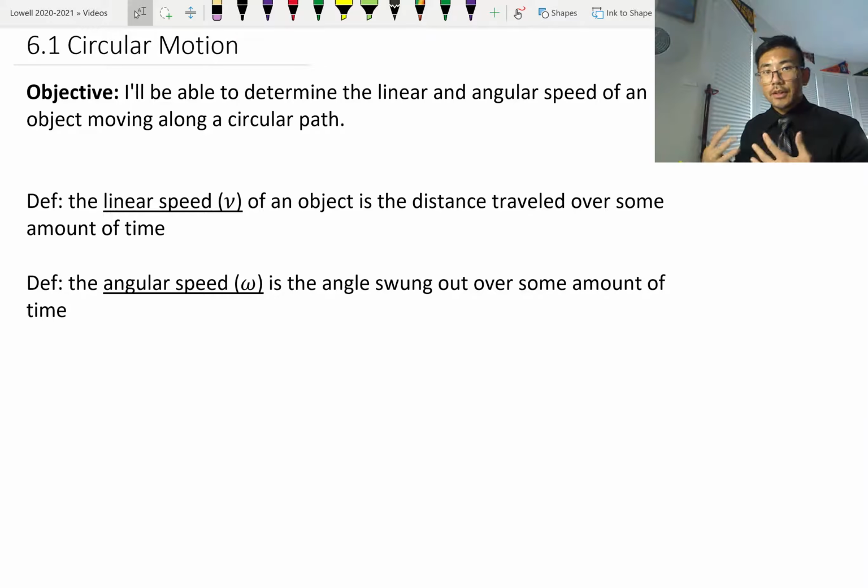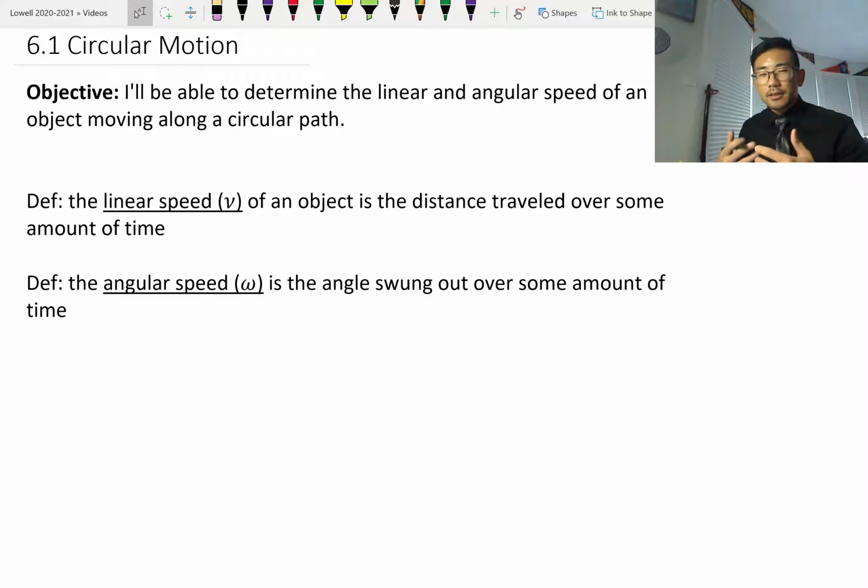Hello folks, in this video we're going to talk about how we can use what we know about arc length to determine what we call the linear and angular speed of something moving along a circular path. So just some definitions. Linear speed, if you've taken physics, shouldn't be too unfamiliar. It's really just how far something went divided by the amount of time it took.